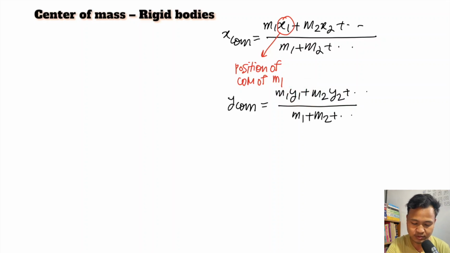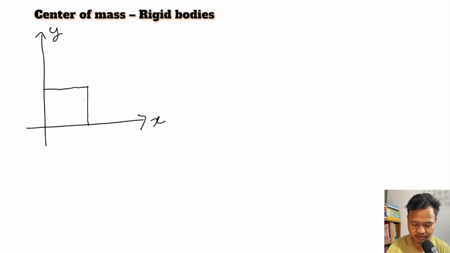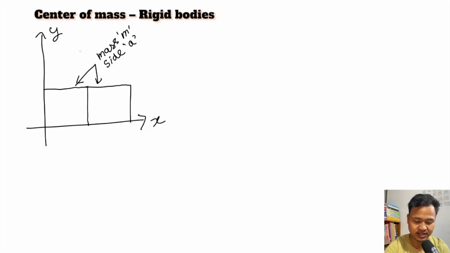So for example, let's do it here. Suppose, on the y and x axes, you're given two plates, both of mass m. Two identical square plates, side a, each of mass m.